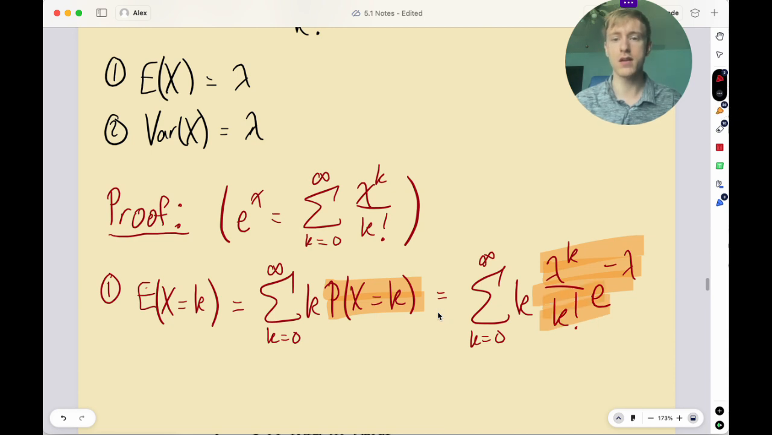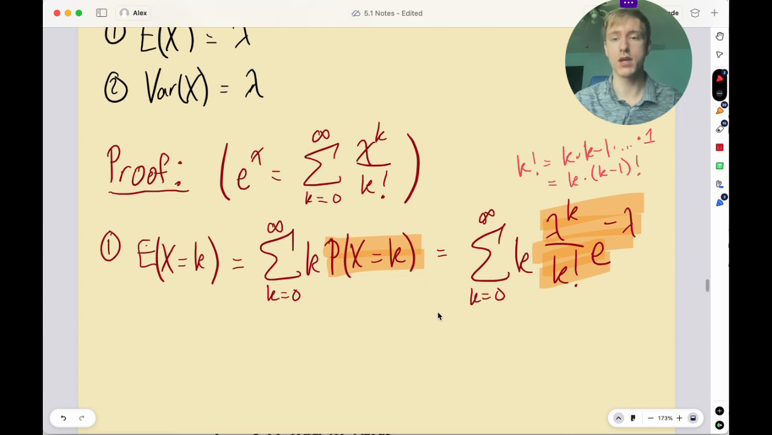And now what can we do from here? Well, we can cancel out one of these k's with one of the k's in this factorial. Remember that, if you don't remember, k factorial was just k times k minus 1 times ... all the way until you're multiplying by 1. So another way that you could write this is you can write k factorial as k times everything below k multiplied together, which is simply k minus 1 factorial.